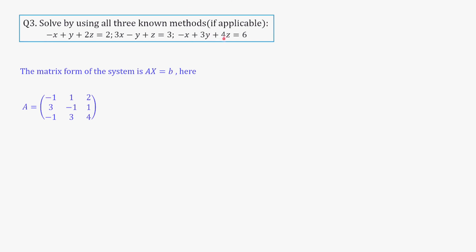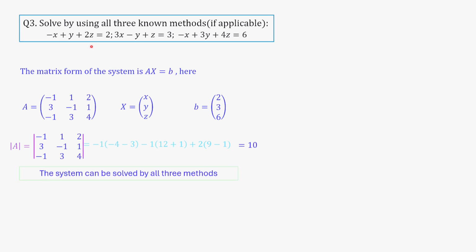For that we write the system as Ax = B, where A is the coefficient matrix, X is the variables, and B is the constants 2, 3, 6. So first we check the determinant, and the determinant is coming as 10. So it's not equal to 0. Therefore the system can be solved by all three methods, and the system will have a unique solution. So let's start with the inverse method.